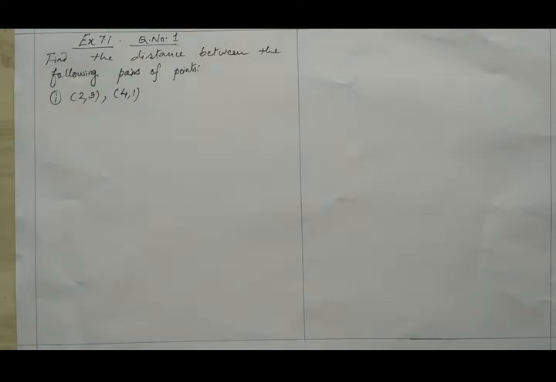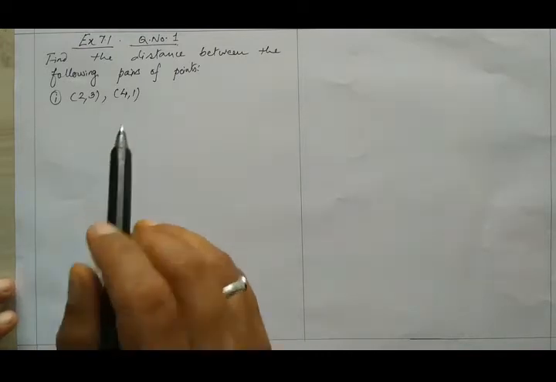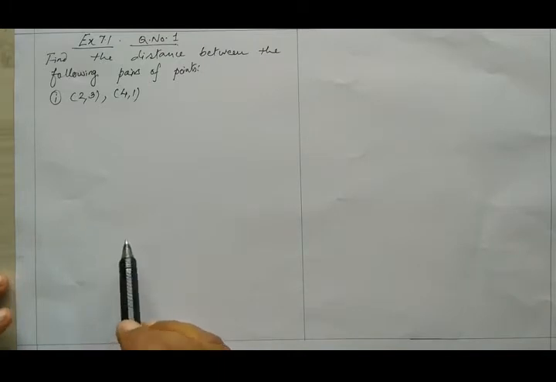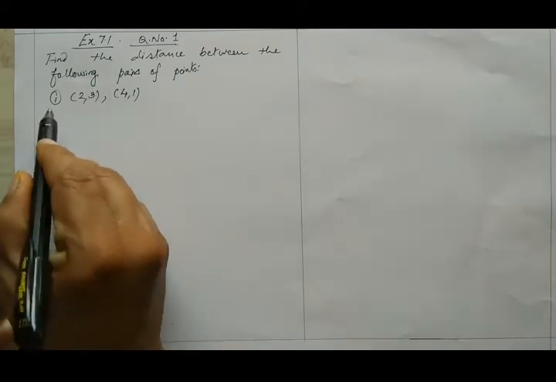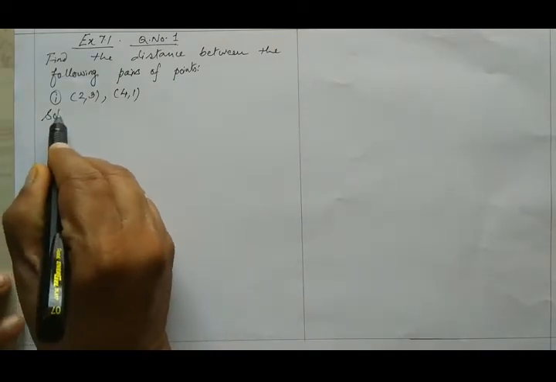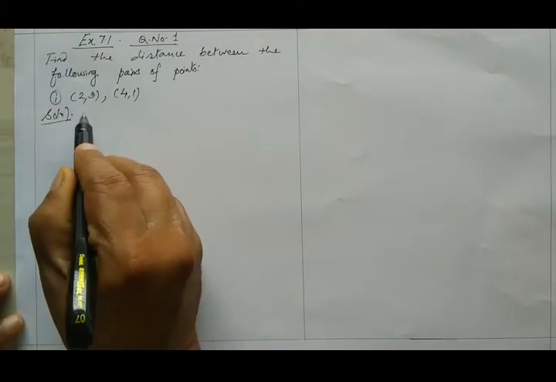Students, we will see question number 1 of exercise 7.1. We have seen the distance formula, so how to use that in finding the distance between two points. Here it is given, find the distance between the following pairs of points. So see the solution.